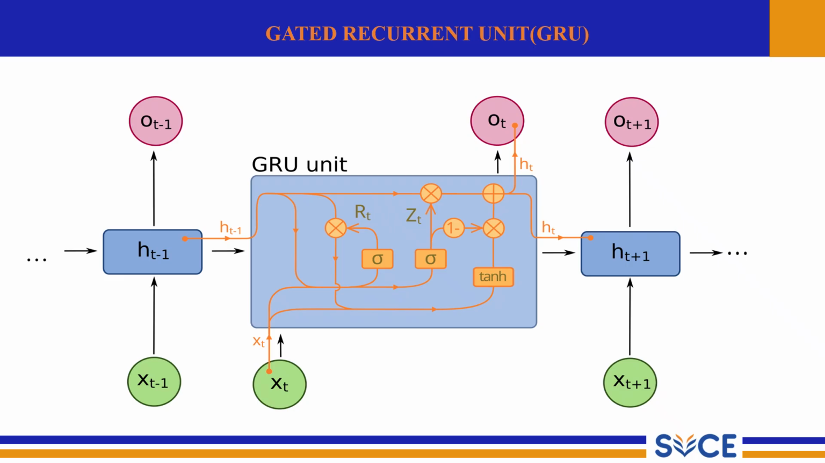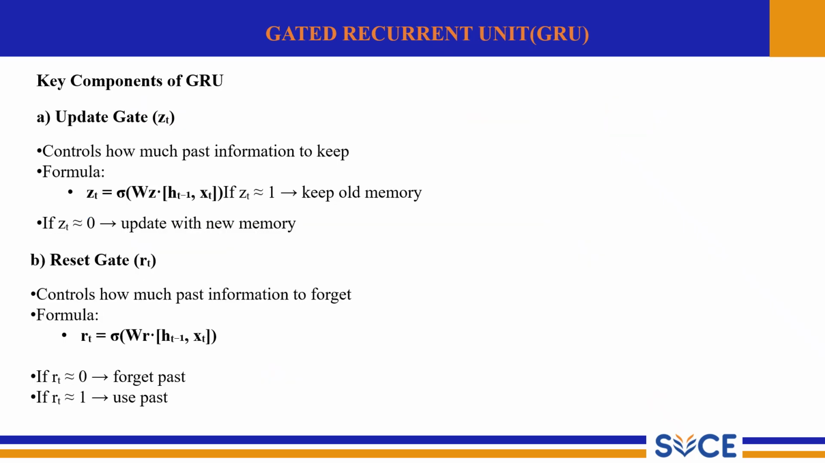So by using only 2 gates instead of the 3 found in LSTMs, the GRU is more efficient, uses less memory, and often trains faster while achieving comparable performance. So it is widely used today in real applications like Siri, Google Translate, and stock market forecasting, etc. So these are the key components of GRU.